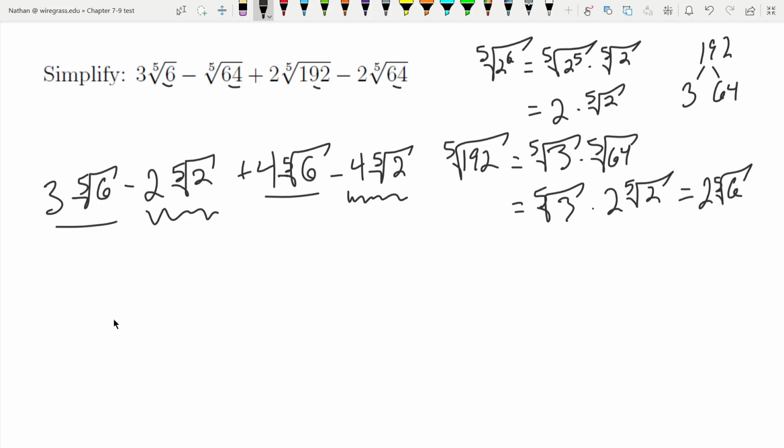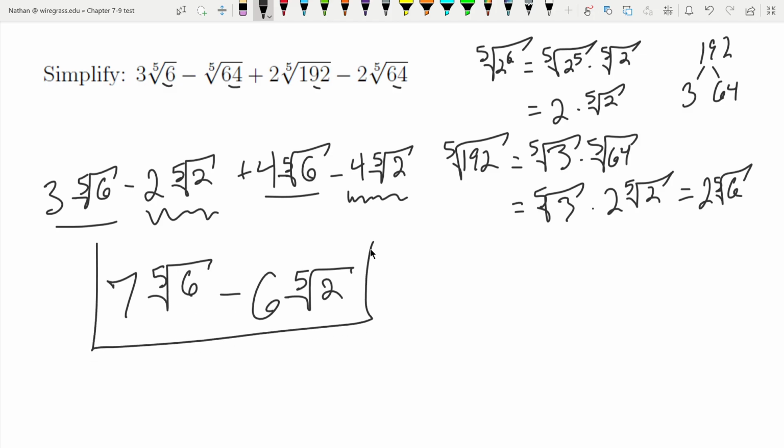Okay, 3 plus 4 is 7 fifth root of 6. And then minus 2 minus 4 is minus 6 fifth root of 2. And that is the best we can do.